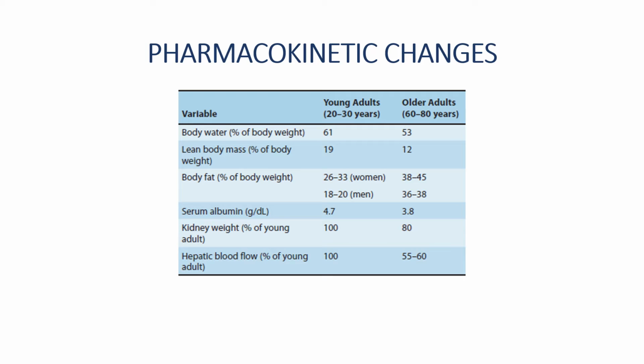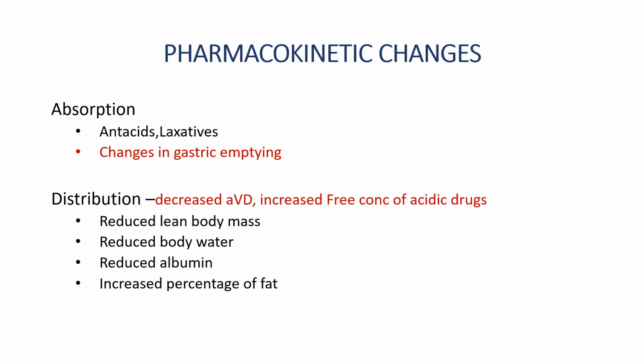So the important pharmacokinetic changes which happen in geriatric patients are a decrease in the body water. The total body water percentage decreases, the lean body mass decreases, the percentage of body fat increases, there will be a decrease in the serum albumin, a decrease in the kidney weight, and a decrease in the hepatic blood flow. So all these pharmacokinetic changes have an impact on drug therapy of elderly patients. There will be changes in the absorption of the drugs you are prescribing because of change in the gastric emptying. The patients may take antacids and laxatives as a routine, which may change gastric emptying and have an impact on the absorption.